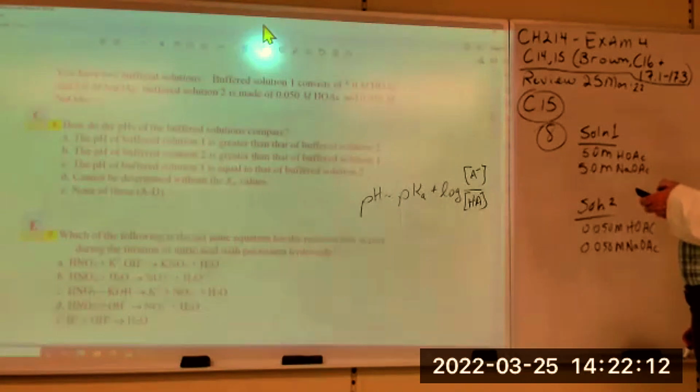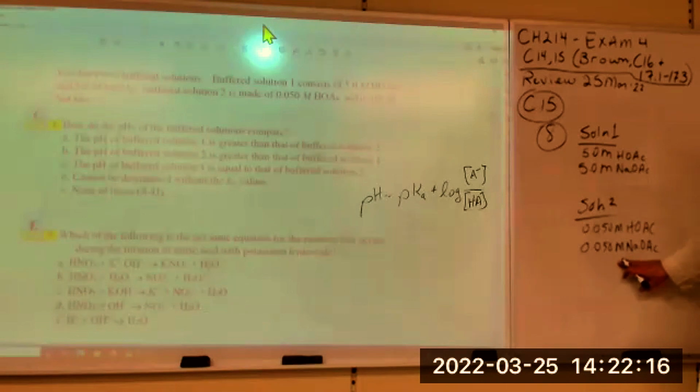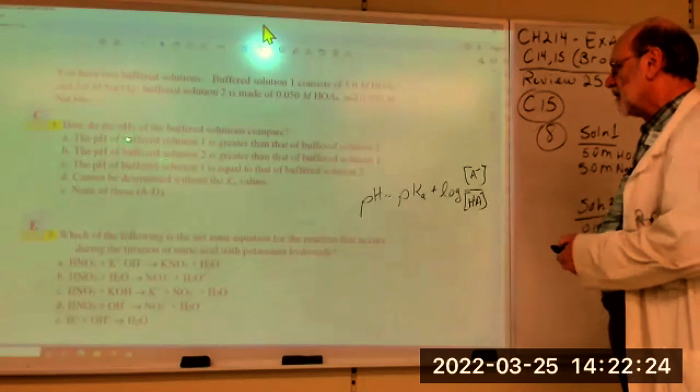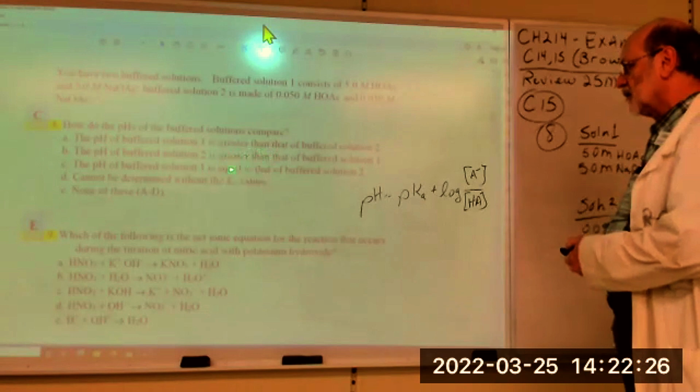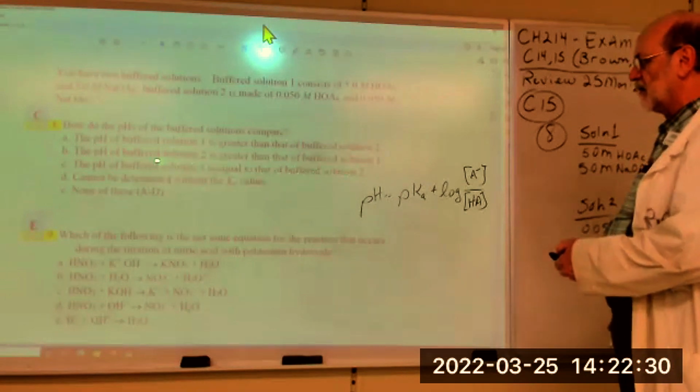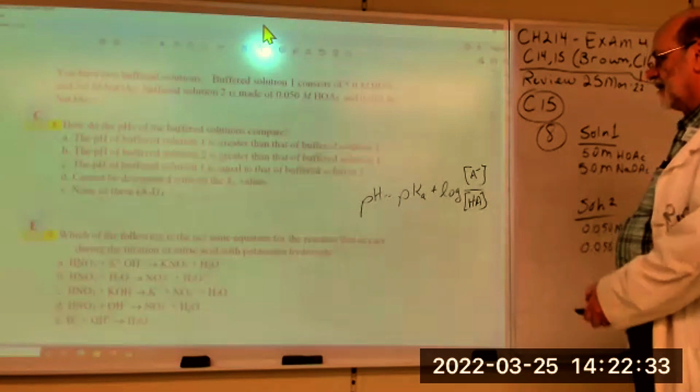The question is, how do the pHs of the buffered solutions compare? They're exactly equal, right? It's right smack dab in the middle of the buffer zone. So if we look for the one that says one's not greater than the other, pH of buffer 1 is equal to that of buffer 2. That's it right there. C.